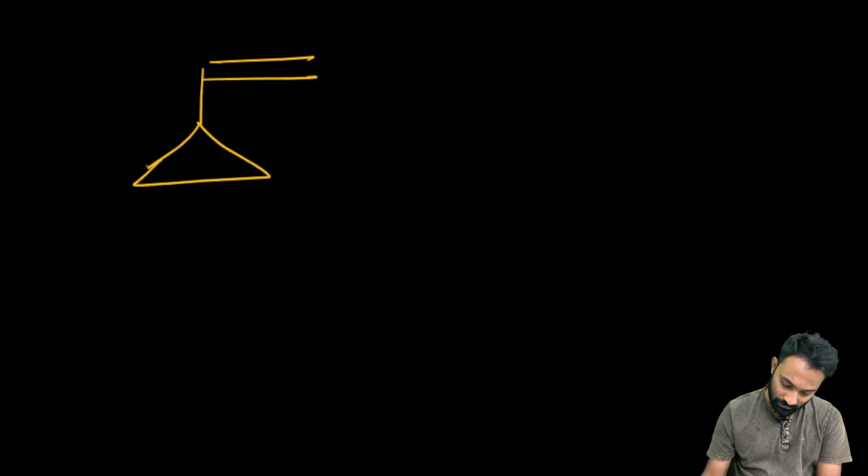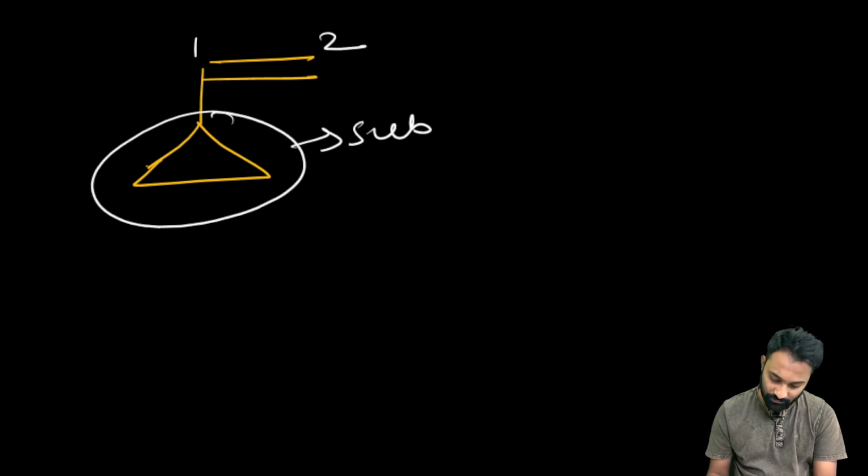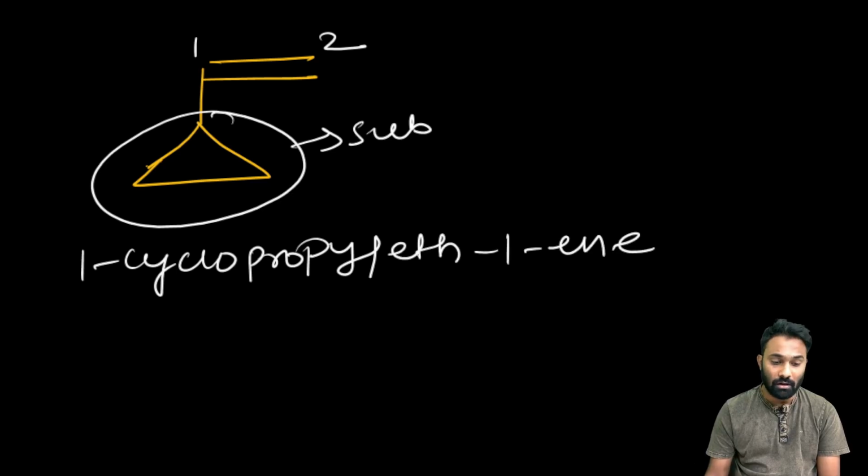Okay. Now next, suppose they have given the compound in this manner. Then what do we have to decide? Already I told you, the double bond should get the least number. Then this one will be 1, 2, and this one will become the substituent. Which substituent? Cyclopropyl, right? This is 1-cyclopropyl, and then ethene: 1-cyclopropylethene. Now this is the compound name.